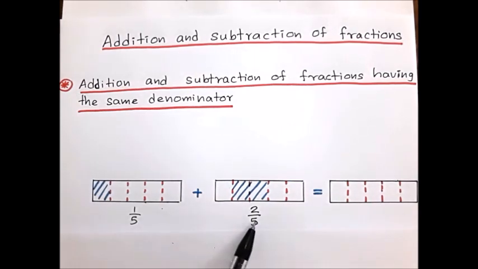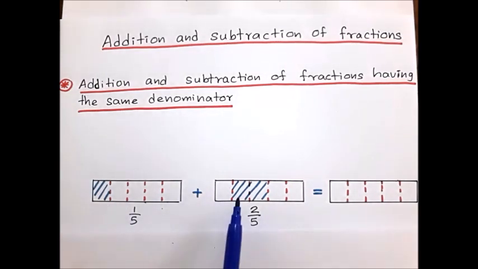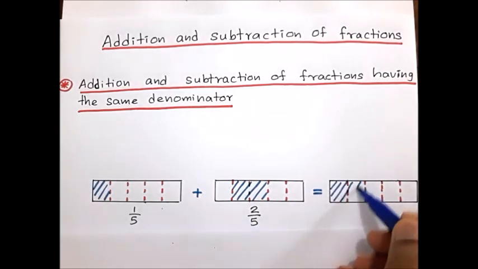Now I am going to add these two fractions with same denominator. In this diagram, only one part is shaded. Here 2 parts are shaded. If you add these two, what will be your answer? 1 plus 2, it is 3. In the answer, you have to shade 3 parts.